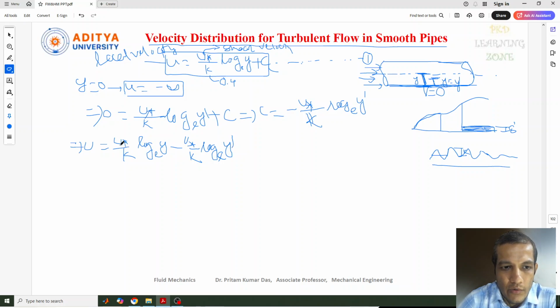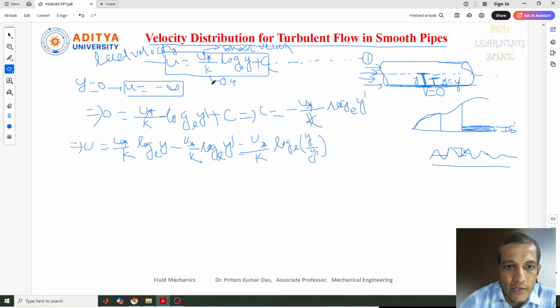Now you see here u star by k is a common term, and then it will be log e y minus log e y dash. So this one we can write as u star divided by k, in the bracket log e y minus log e y dash. So log a minus log b, that we can write as log a by b. So that is nothing but log y by y dash.